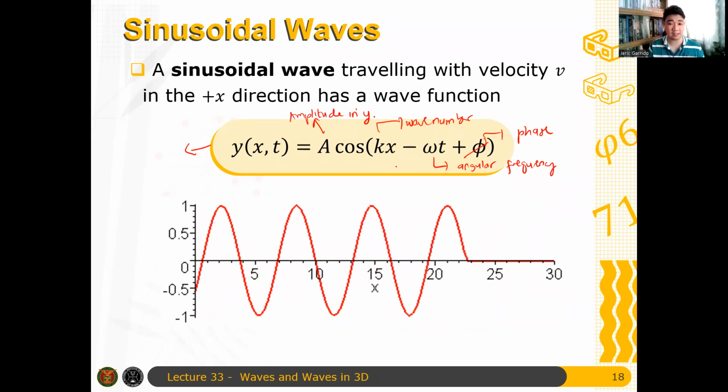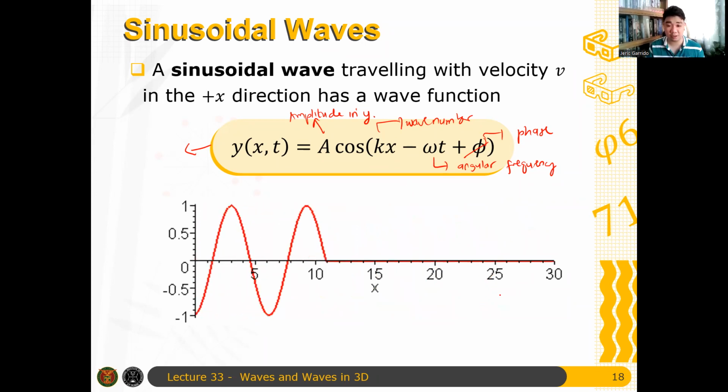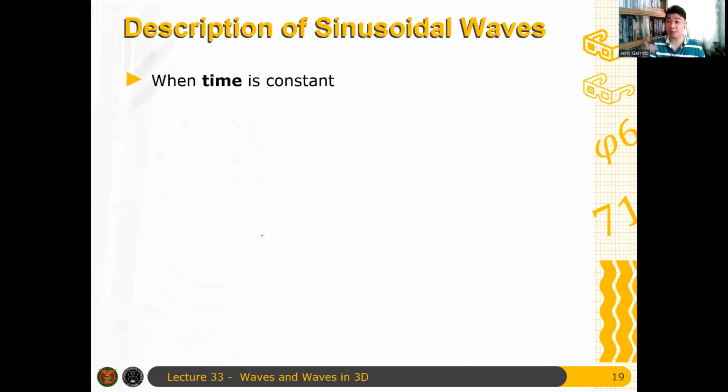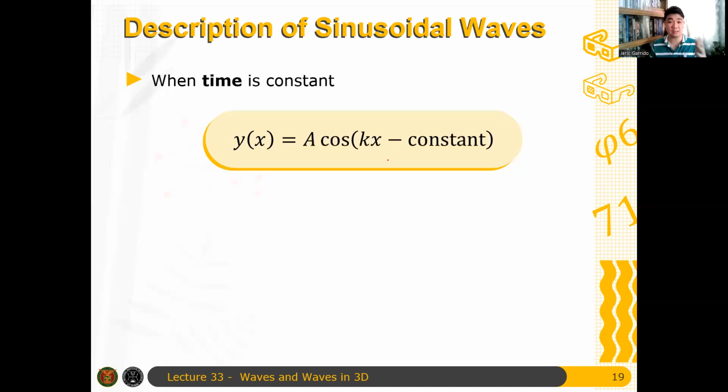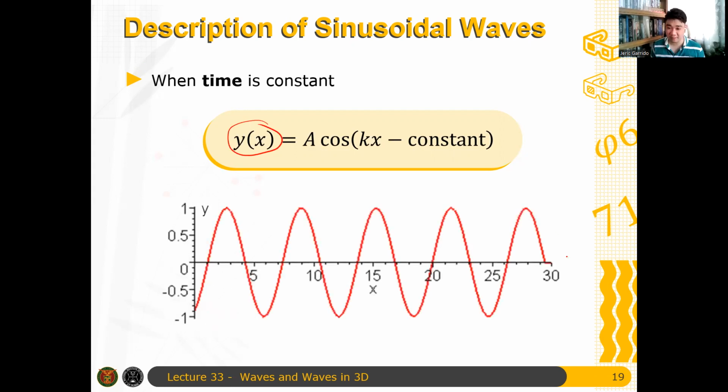Pag tinanggal ko yung spatial dependence, or tanggalin ko muna, mali. Ang tanggalin ko muna ay yung temporal dependence. Pag tinanggal ko yung temporal dependence niya, in that case, all the omega t's will just be constants. And this y of x here, ano mangyayari sa kanya? If I remove the time dependence of that wave, you only have a function of space. And ang itsura niyan ganito. So this is x and this is y. So parang nag-freeze yung wave mo. Hindi nagta-travel yung wave, nag-freeze yung wave mo. So ganun yung itsura niya if time is not there.